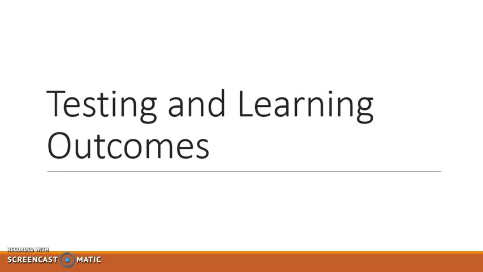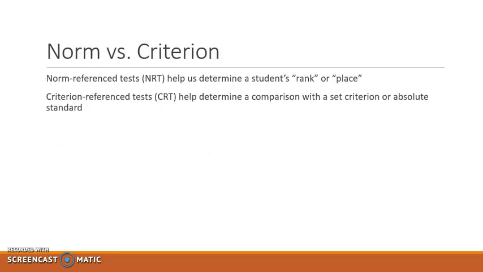As we continue our study of tests and measurements, we will be discussing norm and criterion reference tests, as well as learning activities and outcomes. The main purpose of testing is to compile data that can be used to make better educational decisions. Two major types of tests are norm-referenced and criterion-referenced tests.